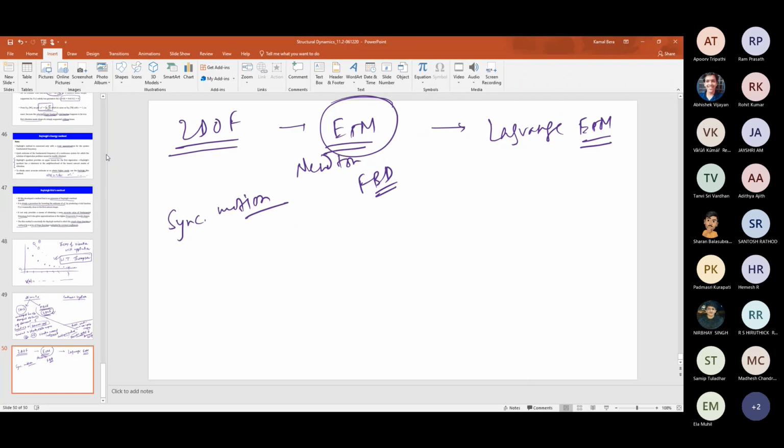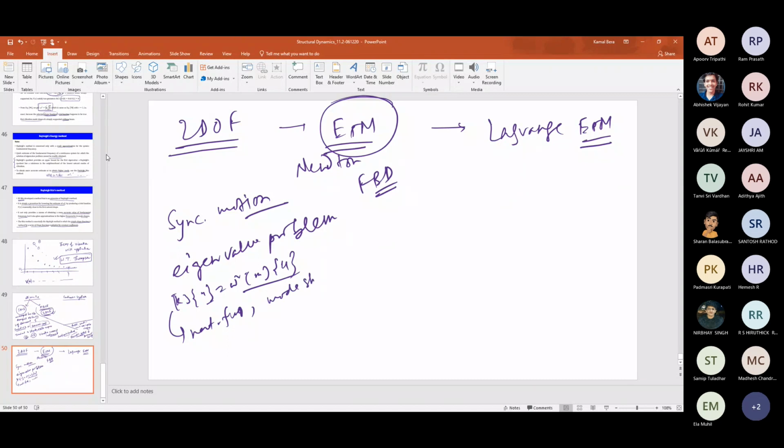Time dependence is same for both the coordinates, right? Then here we talked about the important thing, that's the eigenvalue problem. Remember the K u equals omega square M u eigenvalue problem, right? From that solution we will get the eigenvalues. The square root of that is the natural frequency, and then you will find out the u, which is the mode shape or eigenvector, right?